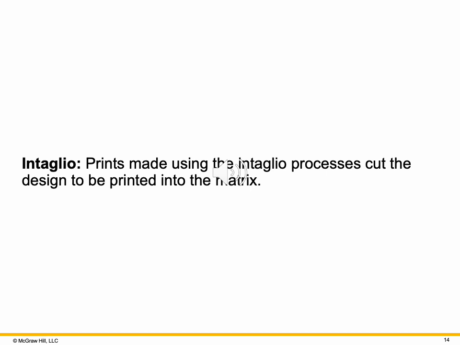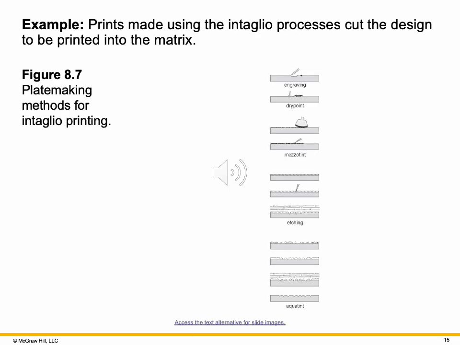Intaglio. Prints made using the intaglio process cut the design to be printed into the matrix. Engraving is the oldest of the intaglio techniques. Engraving developed from the medieval practice of incising, or cutting, linear designs in armor and other metal surfaces. The armorer's art had achieved a high level of expertise, and it was just a short step to realizing that the engraved lines could be filled with ink and a design from the matrix impressed onto the paper.